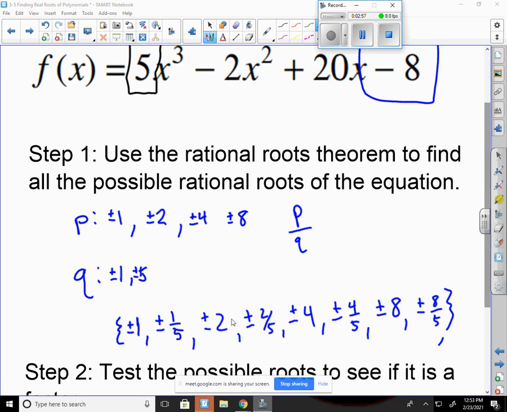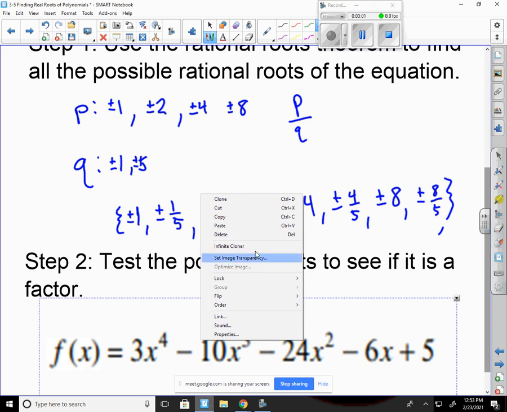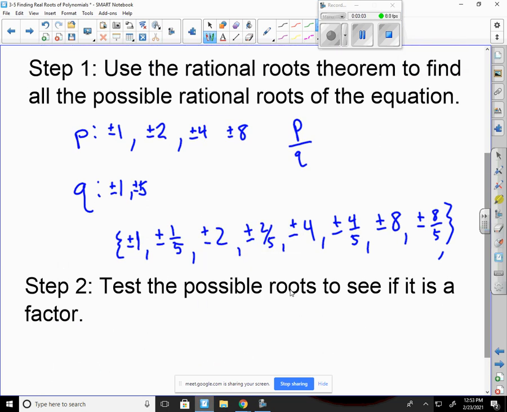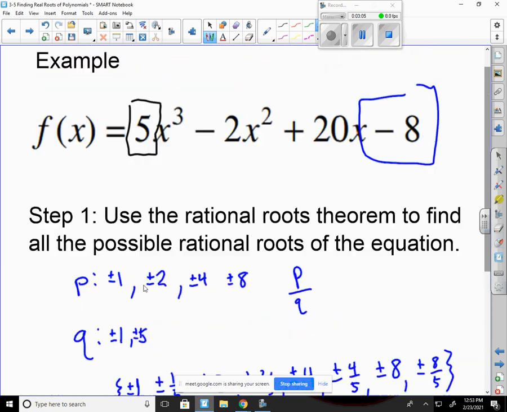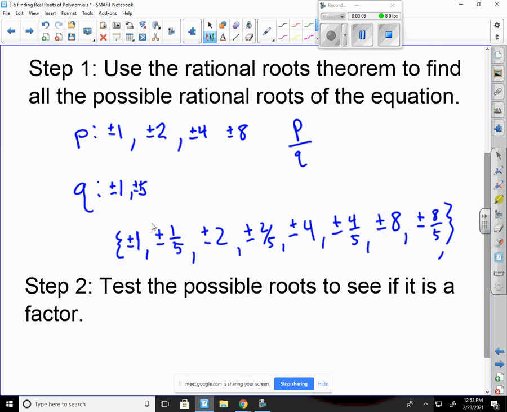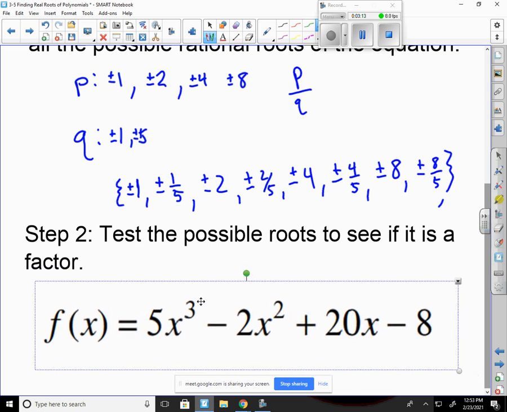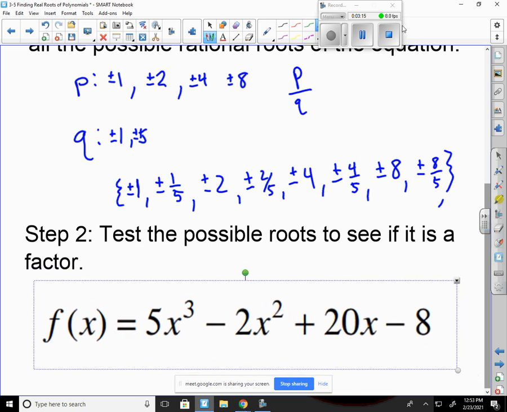Okay. Now we would need to test the possible roots to see if it's a factor. Now, yesterday when we did it, I did it just starting with 1. However, you don't have to do that. I'm going to allow you to go to Desmos and pick out your root. So let's get started on that.